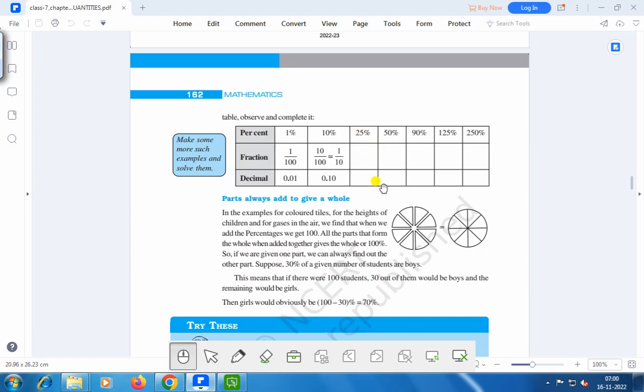50% means 50 by 100, 0.50. 90% means 90 by 100, that is 0.90. 125% means 125 by 100, that is 1.25. 250 by 100, that is 2.50.